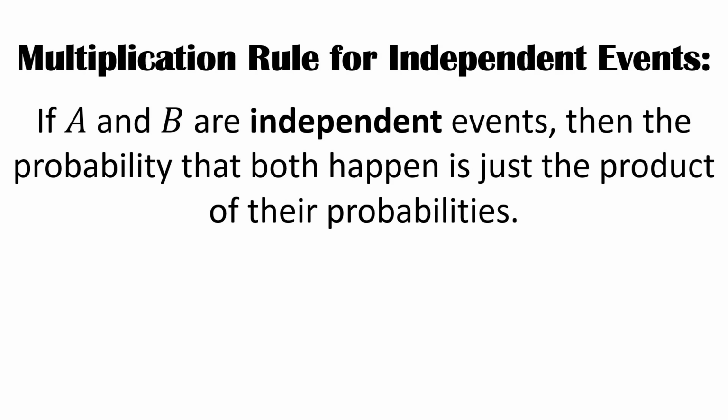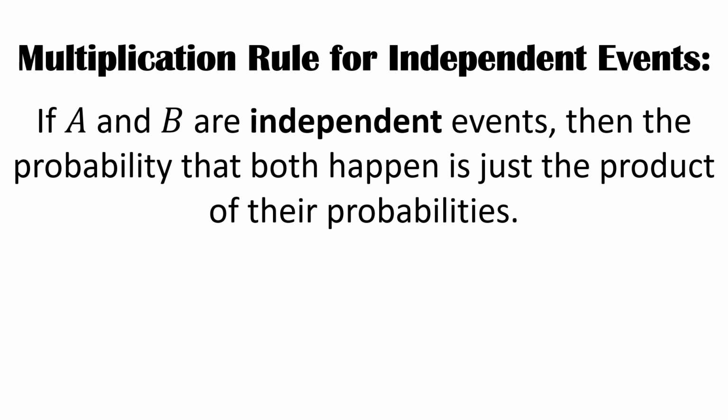Okay, so coming to the next rule. This is called the multiplication rule for independent events. And so remember earlier we had the addition rule for disjoint events. Now we're turning to multiplication rule for independent events. So we have to first know the events are independent. If we know they're independent, we can use this rule.